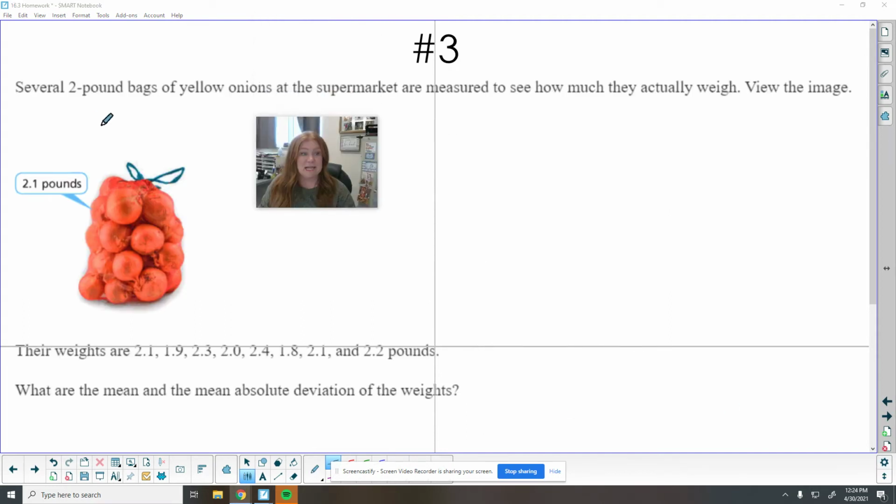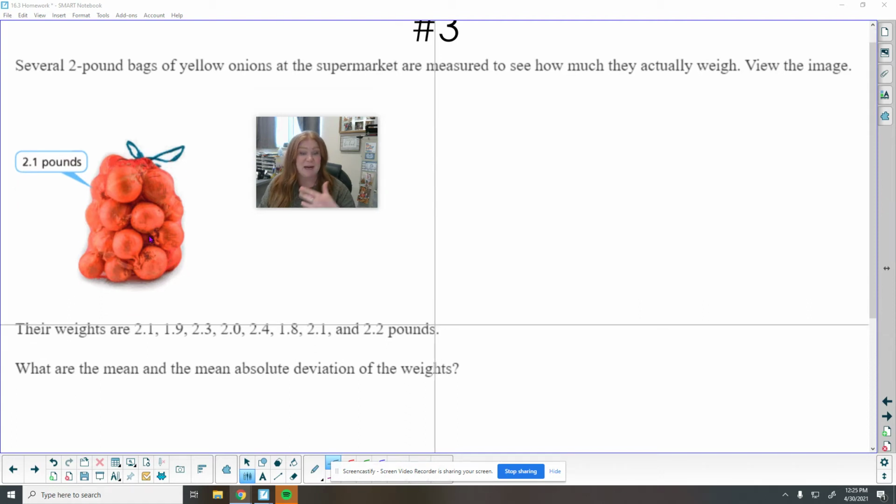Number 3 says that several 2-pound bags of yellow onions at the supermarket are measured to see how much they actually weigh. So here it is. They claim that they're 2.1 pounds of onions, right? As those machines are putting them in, they don't always work perfectly. Or they say, close enough, like, this one's 1.9. We're not going to find an onion that's 0.2 pounds unless it's teeny, teeny, tiny, and nobody wants that. So close enough. So here are the weights of our bags of onions.